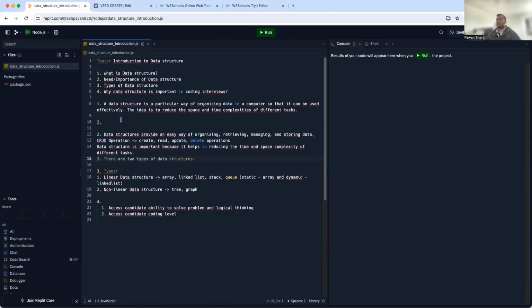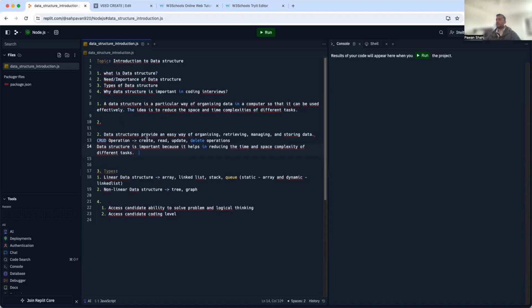And what's the importance of data structure? Data structure is important because of this operation called CRUD operation. CRUD is an acronym for create, read, update, or delete. In the computer world, you will see this CRUD operation all the time. So it's all about creating data, reading data, updating data, or deleting data.